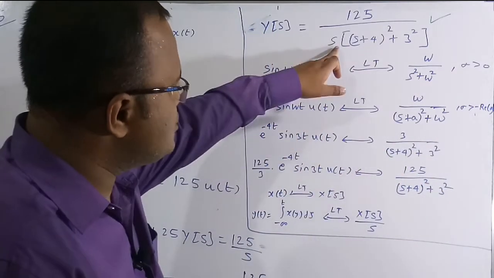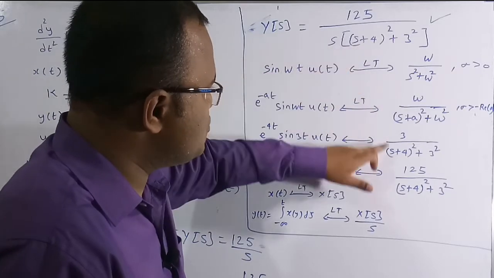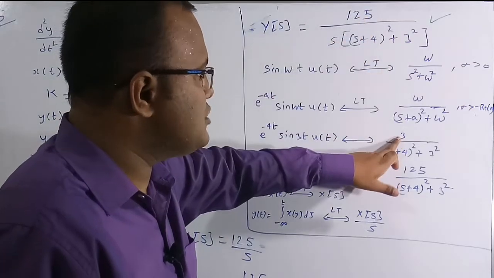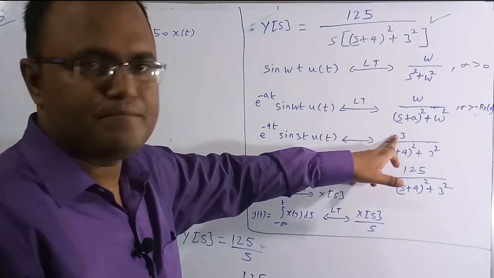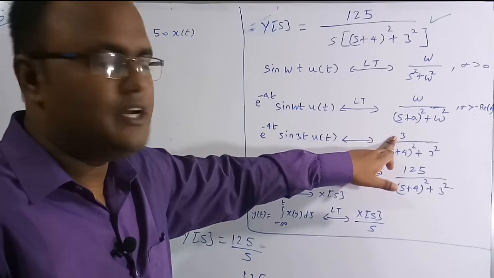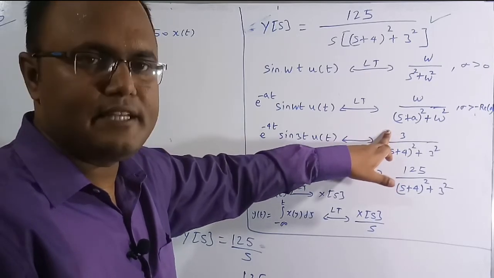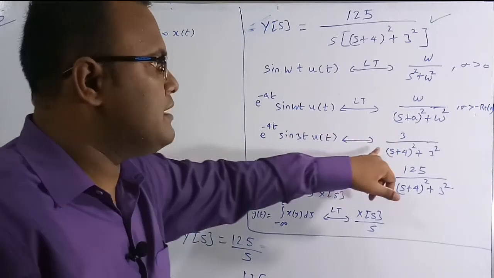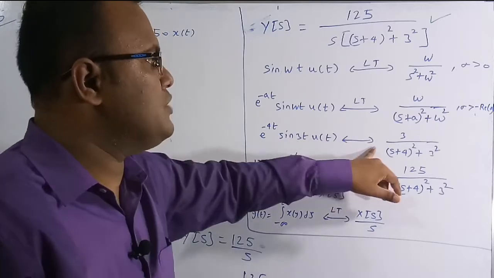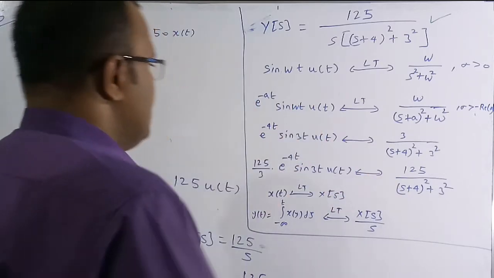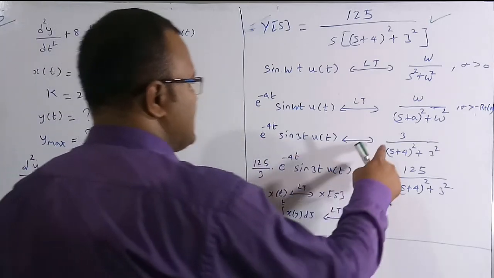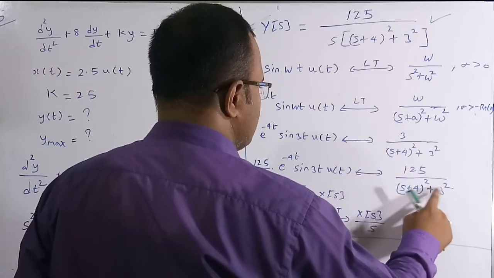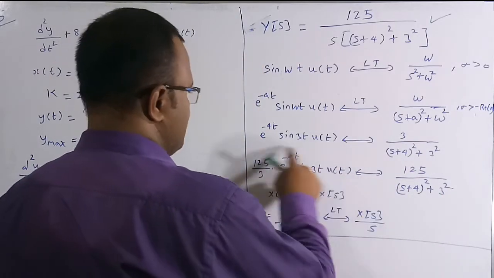You see carefully here these two equations. s plus 4 whole square plus 3 square, and here you got 25 and here you got 3. Now I want 25 here, so I need to multiply by 125 by 3. Then the 3 gets cancelled, and then only I am going to get 125. Means I need to multiply both these equations by 125 by 3. So therefore 125 by 3 you multiply here, and here also 125 by 3. So the 3 gets cancelled. So you are going to get 125 by s plus 4 whole square plus 3 square, and here the same 125 by 3. So this is the equation I am going to get.